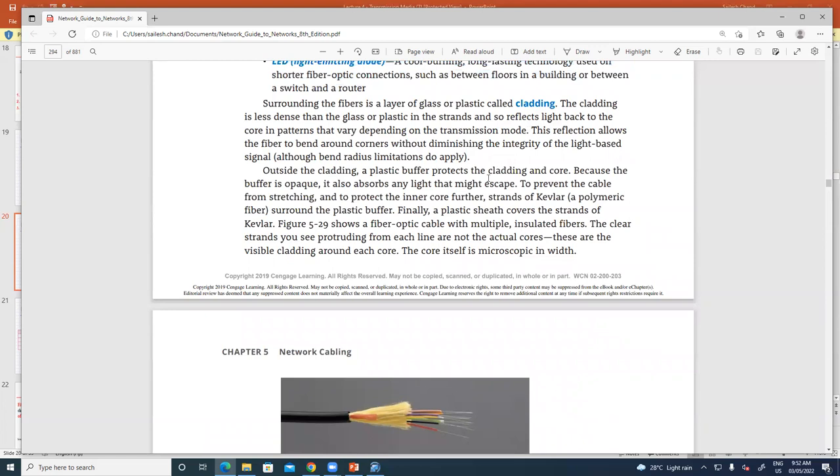So surrounding the fiber, you have another thing. They call it the cladding. And cladding ensures that when there is light transferring through the fiber, the light does not go out of that fiber. That's what it says. The light reflects back into the core. And it says this reflection allows the fiber to bend around corners without diminishing the integrity of the light-based signal. So in case the cable is bent, then because of that cladding, the light will not go straight, because cladding will try to make it bend, protect it.